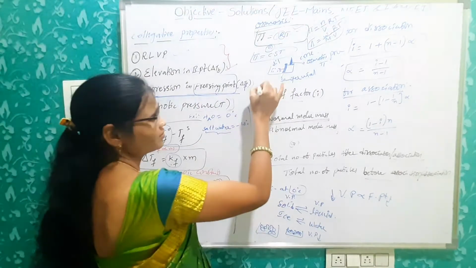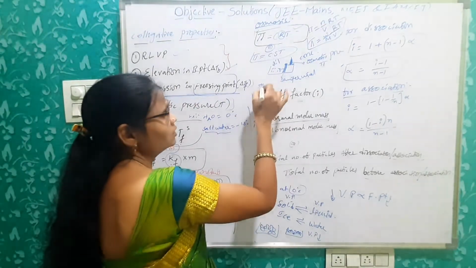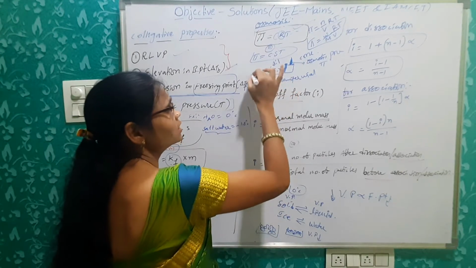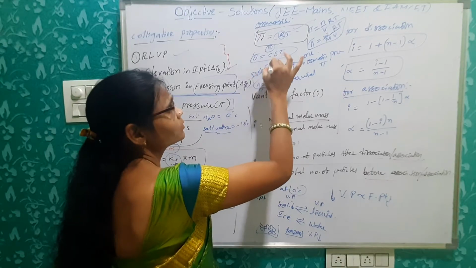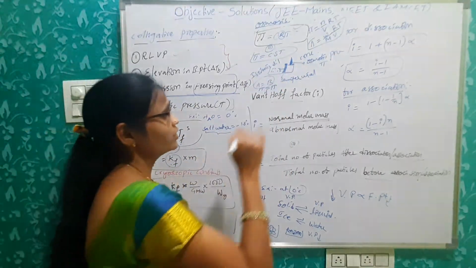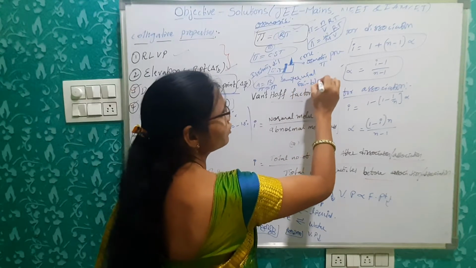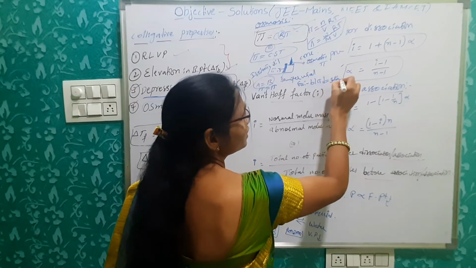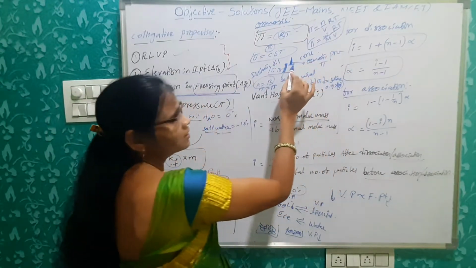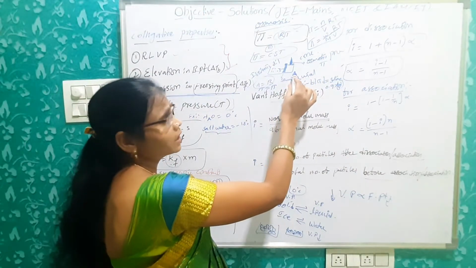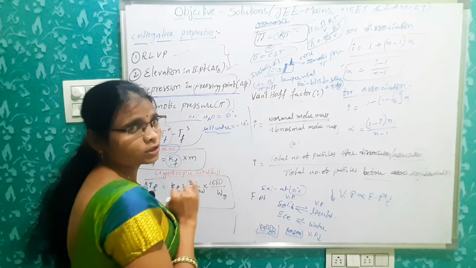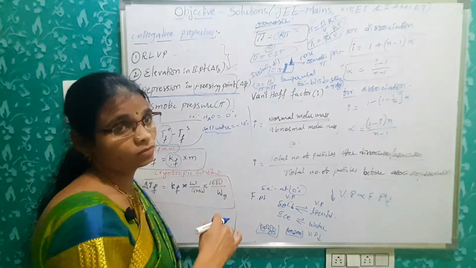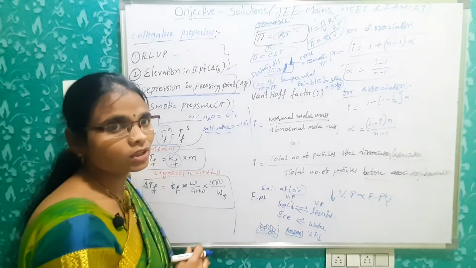Now I want to tell you one more thing. If solution A and solution B both have the same osmotic pressure, the solutions are called isotonic solutions. For example, blood is isotonic with saline water. If the applied pressure is more than the osmotic pressure, then osmosis will reverse, which is reverse osmosis. Reverse osmosis is used in the desalination of seawater to prepare pure water and crystal salt from seawater.